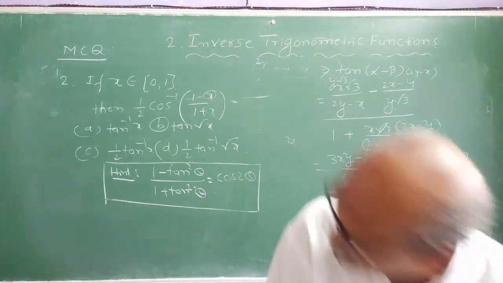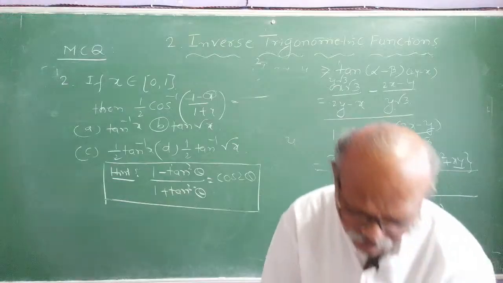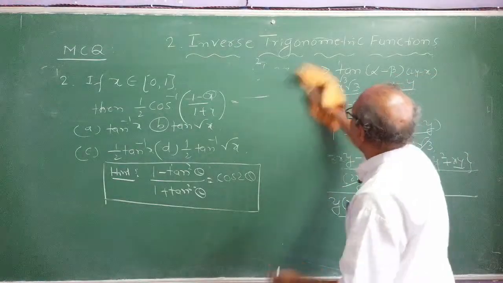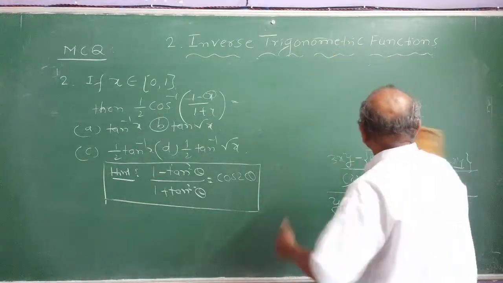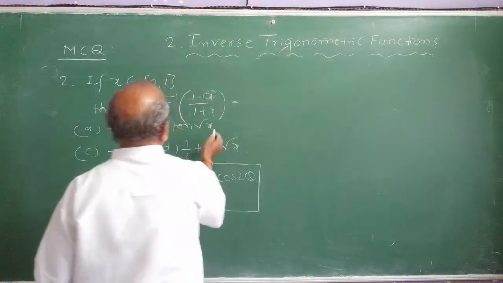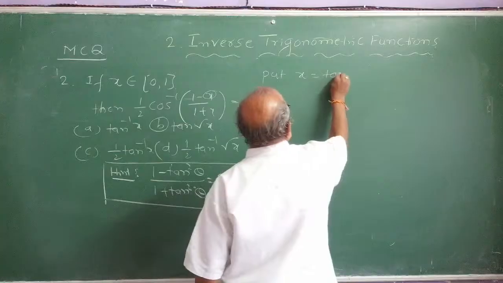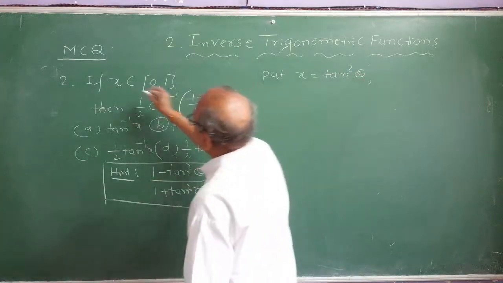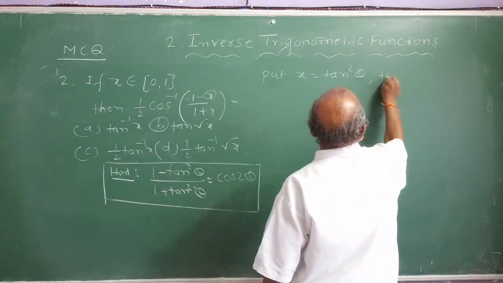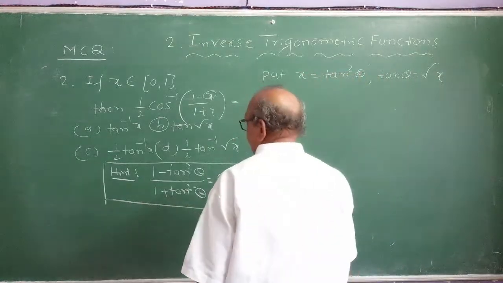Check how many of you choose the correct answer. Take 1 minute. Try to solve the problem. See, this is the hint. The hint is you can use the identity. Therefore, wherever there is x, make the substitution. Put x is equal to tan square theta. As x lies between 0 to 1, it is in the first quadrant. Then tan theta becomes root x, isn't it? Taking square root on both sides.